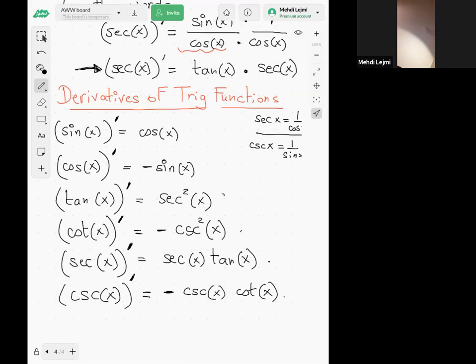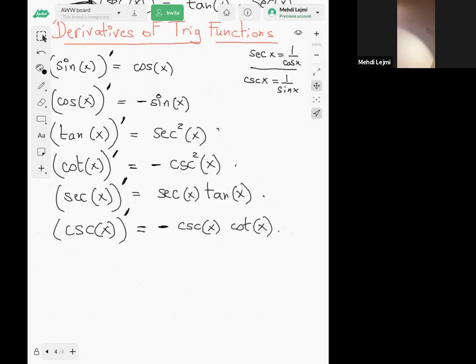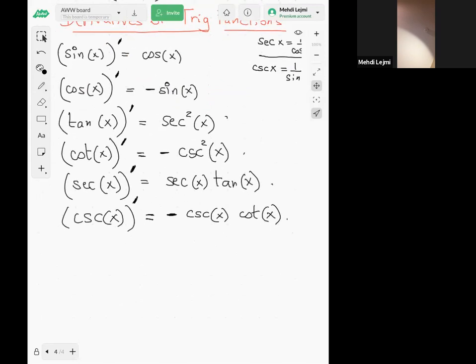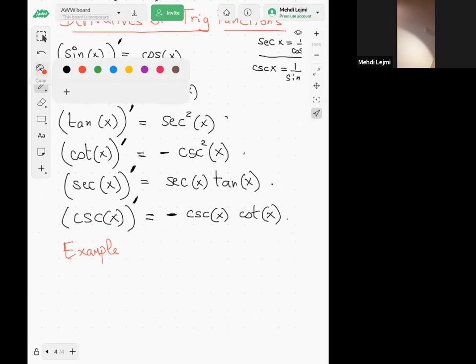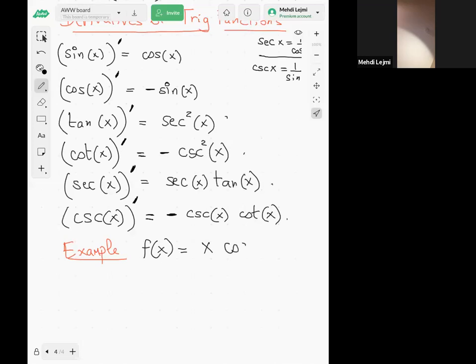So here's an exercise on how to apply all these formulas. Let's say we have f of x equal to x times cosine of x, for example, and I want to find f prime of x.